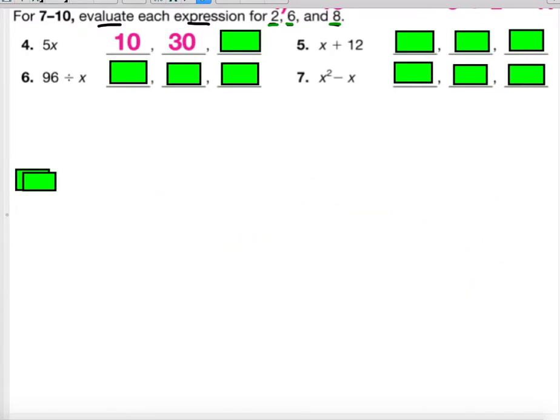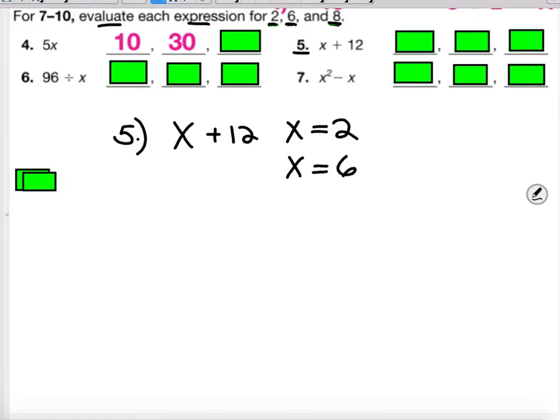Let's take a look at one or two of the other example problems and see if you can solve them. How about if you try solving problem number 5? Pause the video and see if you can solve all of those for the values of 2, 6, and 8. All right, here we go. Number 5, we have x plus 12. We have to use the value of x when it's 2, when it's 6, and when it's 8. So we have the following problems.